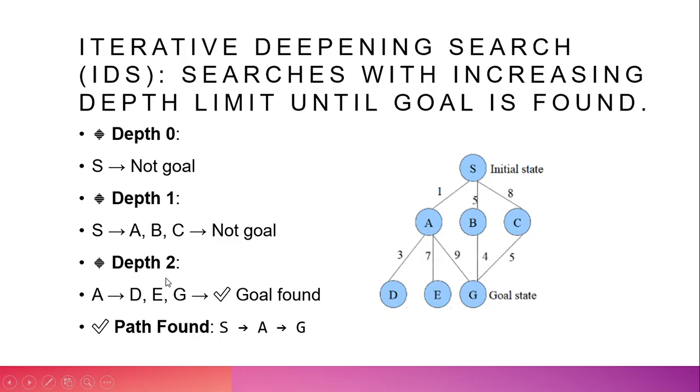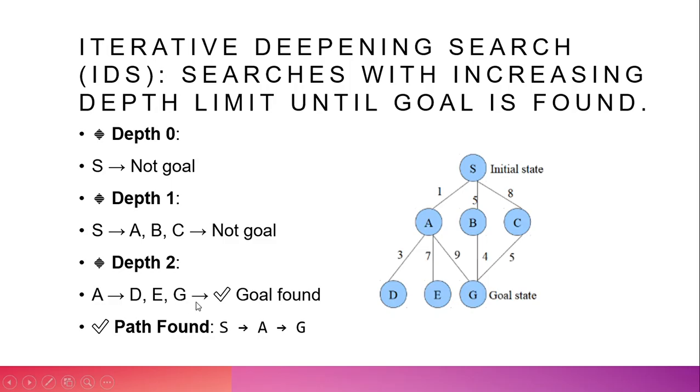Now from S we can move to A, B, C, and then from A we can move to D, E, G. As it is iterative deepening depth first search, it will use the concept of depth first search. Deepest it will be going. So it will be first checking S. Then S is not the goal, so it will add the child A, B, C. Then A is not the goal, so it will add the child as D, E, G. So at depth 2 only we can add the child as D, E, G.